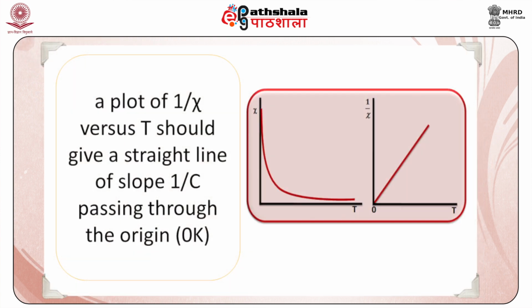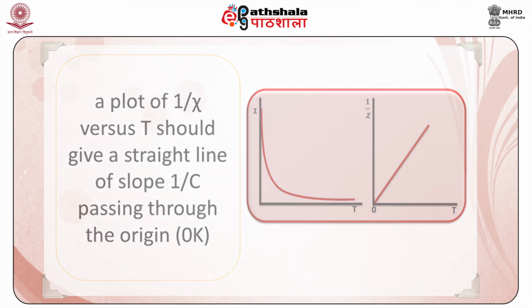Thus, a plot of 1 upon χ versus T should give a straight line of slope 1 by C passing through the origin. This expression is approximately true for many solids, liquids, as well as for at least one of the two common paramagnetic gases, oxygen and nitric oxide.